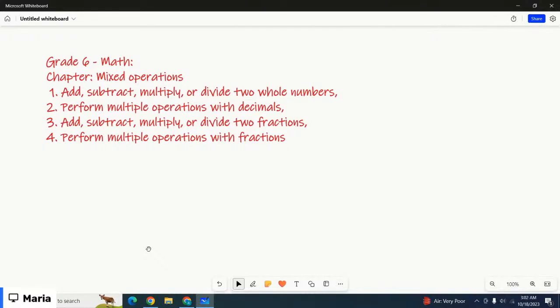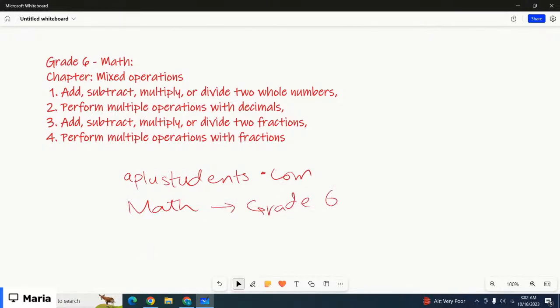We are here for grade 6 math. You can find all the lessons on aplusstudents.com. You have to log in there using your email address and password as provided by the administrator. Then select math from the subject tab, scroll down to grade 6, and click on view all lessons. There you can find a list of the chapters.